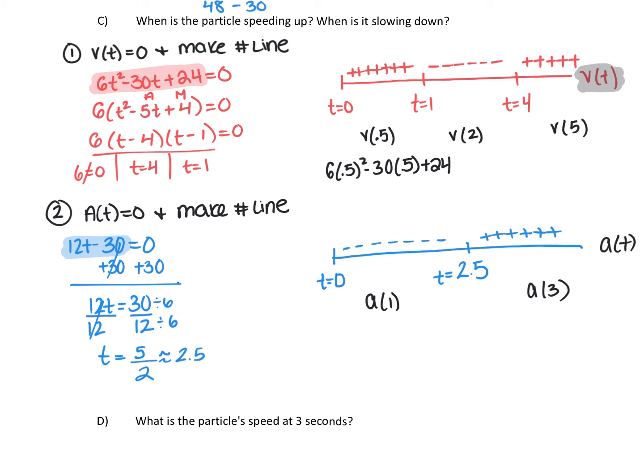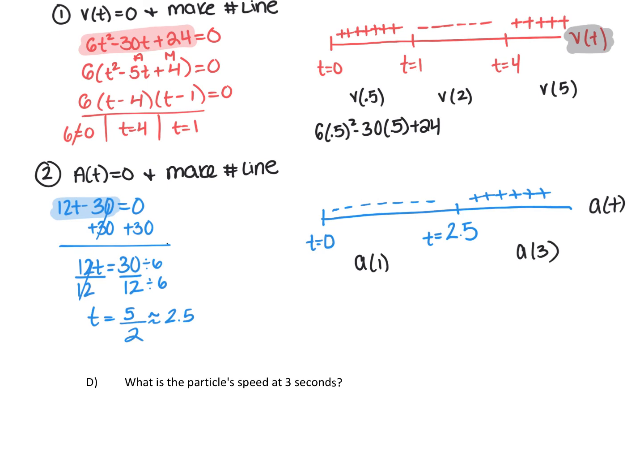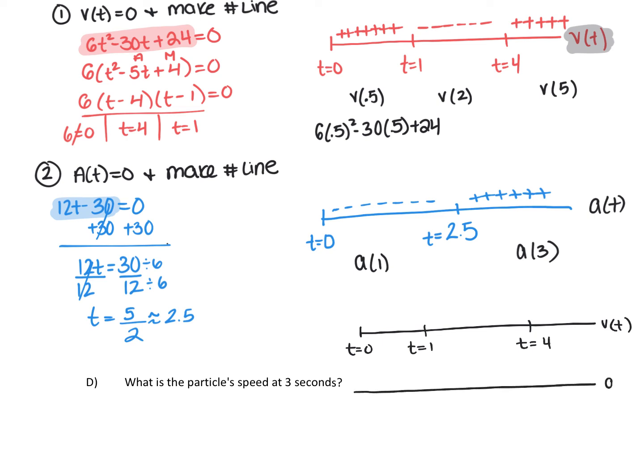So in order to figure out where the particle is speeding up or slowing down, you actually need to compare these two number lines. So what I'm going to do is copy them below over here, and you can follow along with me. We have our v of t number line first, and we're going to recopy it: we have time equals 0, time equals 1, and time equals 4. Then underneath that, we're going to put our a of t number line.